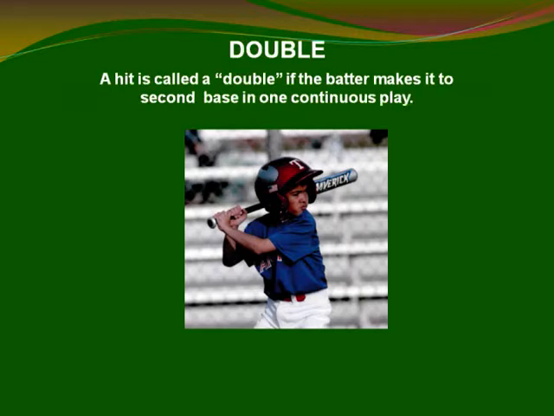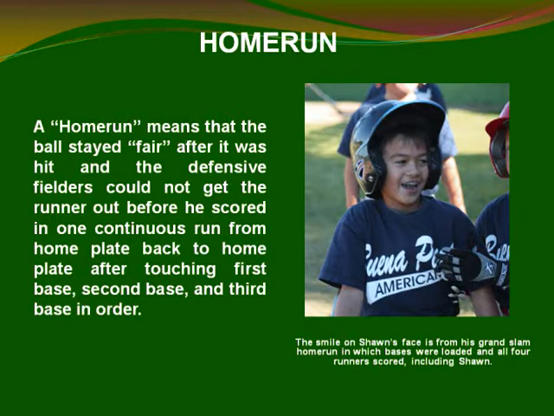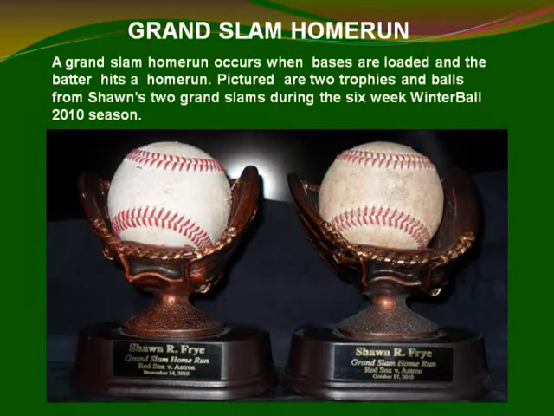It is a double if the batter makes it to second base in one continuous play. It is a triple if the batter makes it to third base in one continuous play. A home run means that the ball stayed fair after it was hit and the defensive fielders could not get the runner out before he scored in one continuous run from home plate back to home plate after touching first, second, and third base in order.